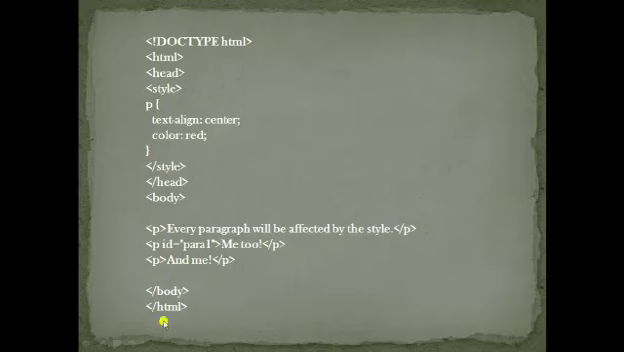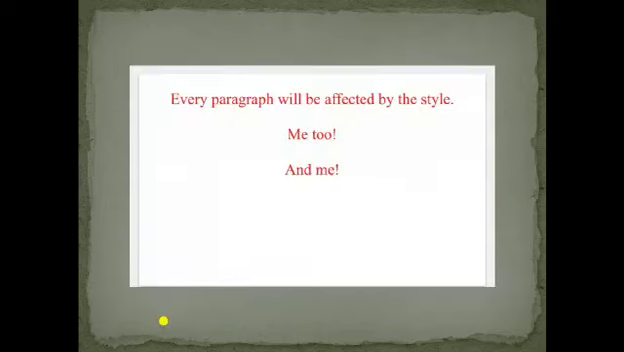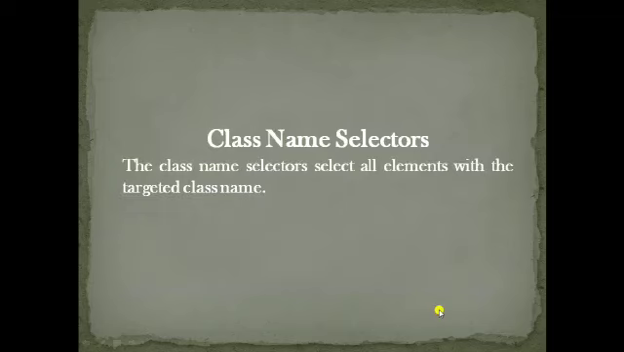Whenever you perform this coding, you will get the result like this. Here you can see, since I have used my style element, every paragraph is affected: it is center aligned as well as red in color, me too and me as well. Now we're going to learn about class name selectors. The class name selectors select all the elements with the targeted class name.